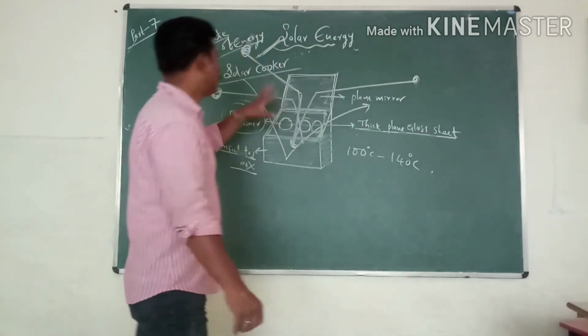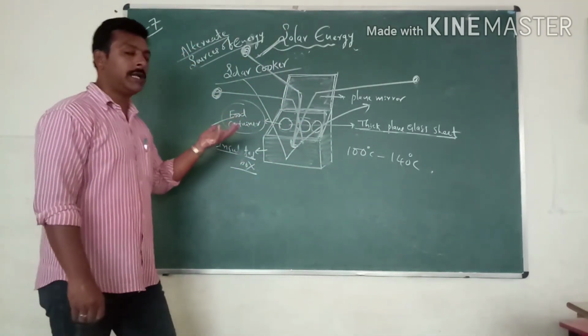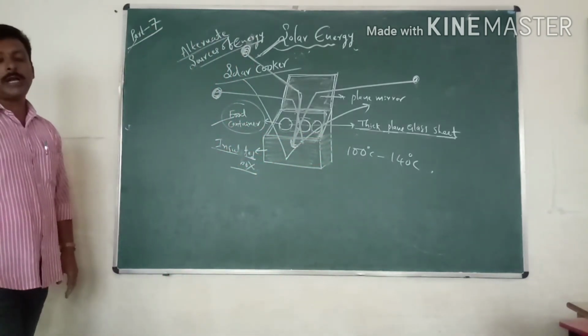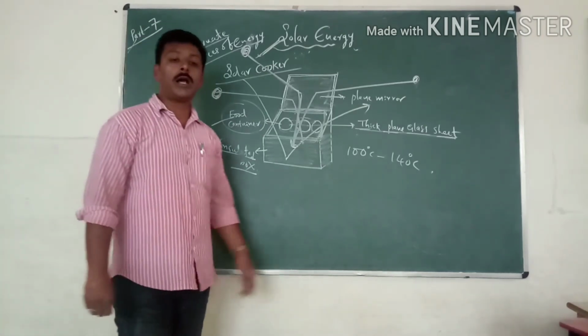So like this, solar cooker is working and we are able to prepare the food with the help of solar energy. Such a solar device is called as a solar cooker.